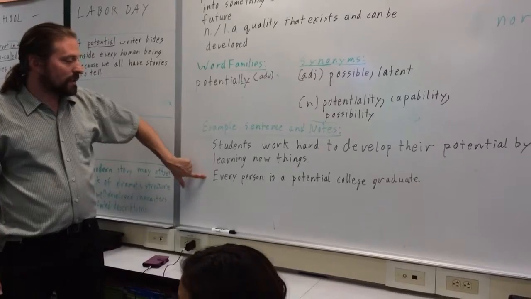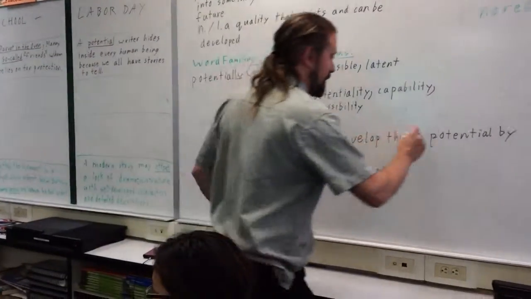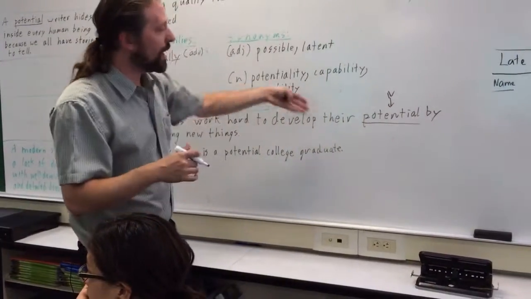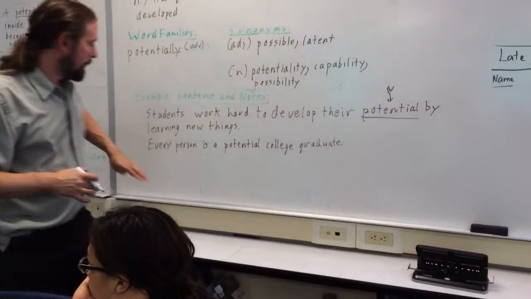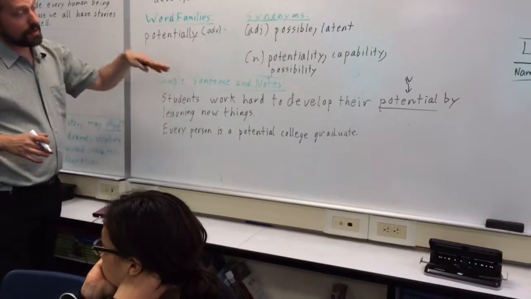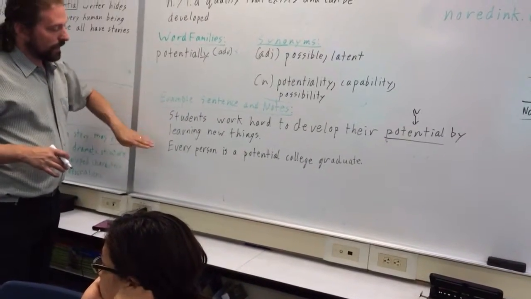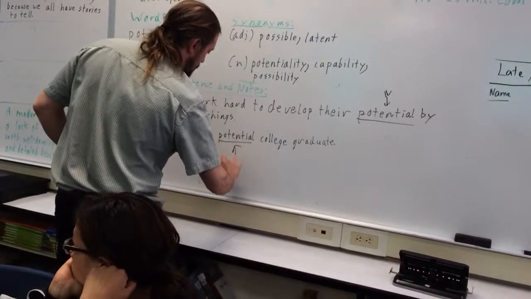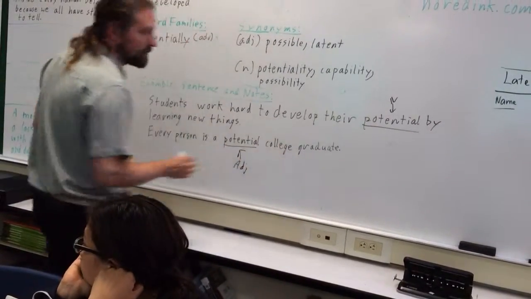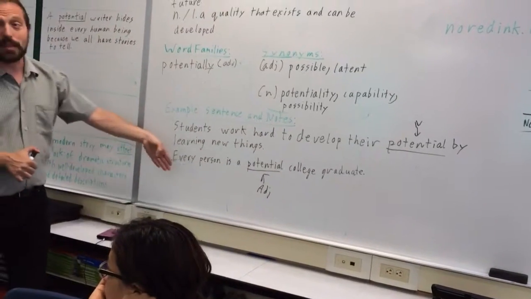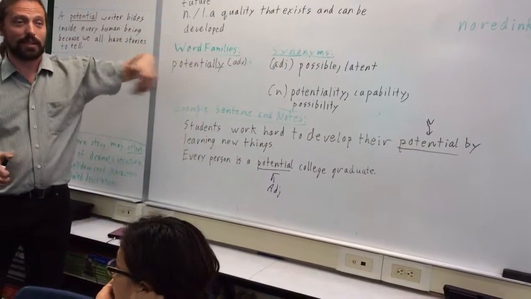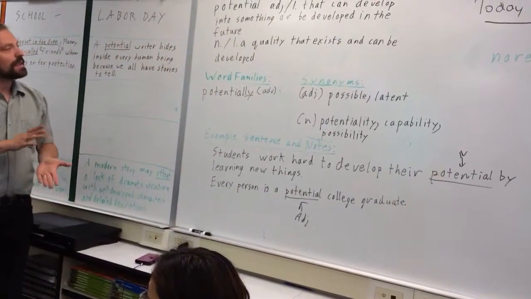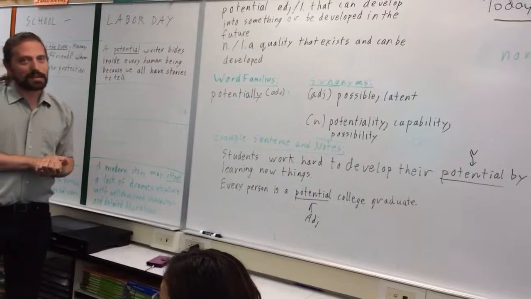And then the adjective. So this is the noun. And how do we know it's the noun? Because it's a thing. We develop what? They develop their potential. Here it's the adjective because it's describing a noun. So we say every person is a potential college graduate. Potential is the adjective that describes what kind of graduate. That would mean that even if you didn't go to college yet, you can eventually, if you work hard, graduate from college. So those are my examples for the word potential.